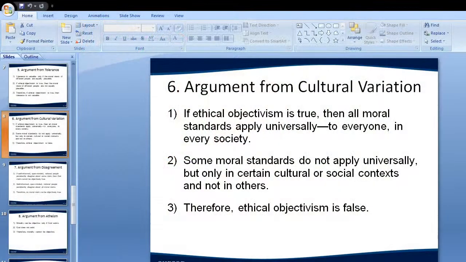Okay, all of that, the author's just trying to give a series of examples in which there's probably some cultural variation. However, if ethical objectivism is true, then all moral standards apply universally to everyone in every society. But two, we just saw some moral standards do not apply universally, but only in certain cultural and social contexts and not in others. I would have used the example of Amazonian tribes running around naked. I guess that's allowed. There's some cultural variation, but it wouldn't be accepted in other societies. Anyways, whatever you plug in to illustrate number 2, which I think is uncontroversial. Therefore, the conclusion: ethical objectivism is false. So clearly, it's premise 1 that we want to attack.